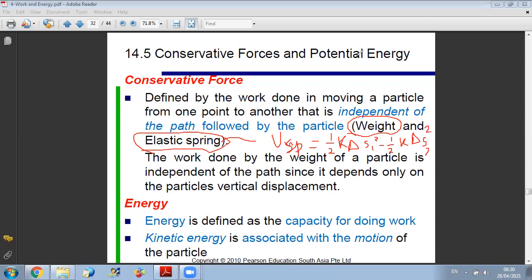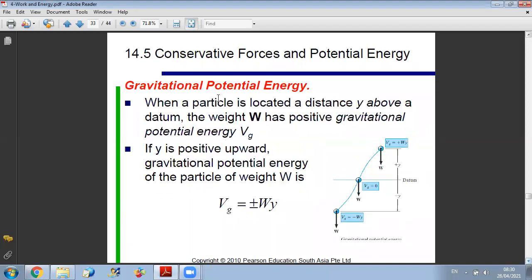Now let us see how we define the potential energy related to these conservative forces. So first, the gravitational potential energy is defined as plus or minus W times Y. And why did I put plus or minus? Because it depends on the sense you take for Y. So if you consider Y positive upward, you will have that your potential is plus WY, while if you take Y positive downward, then your convention will be minus WY.